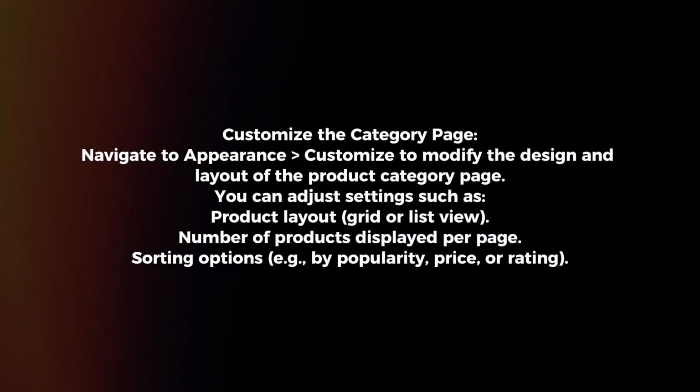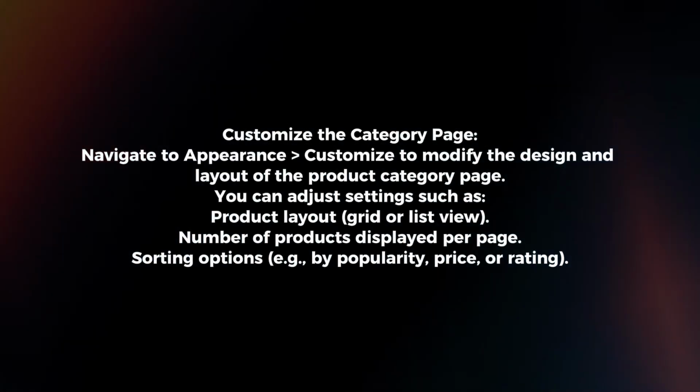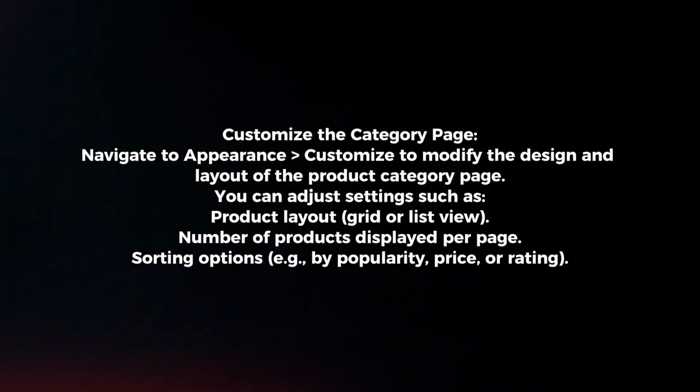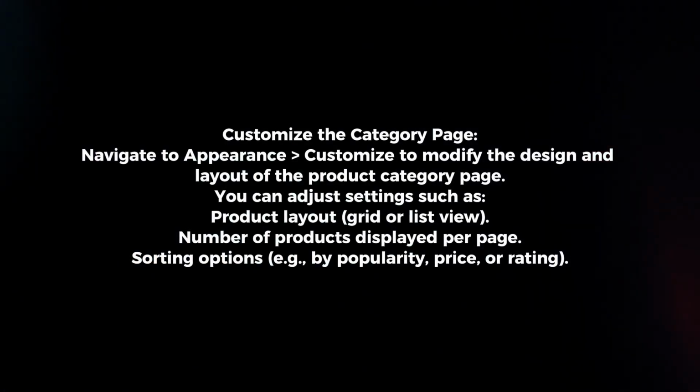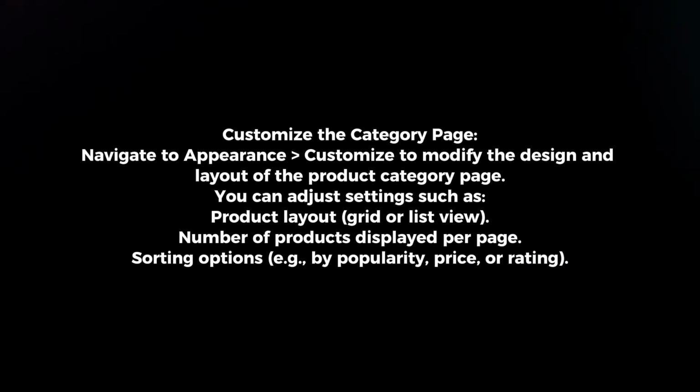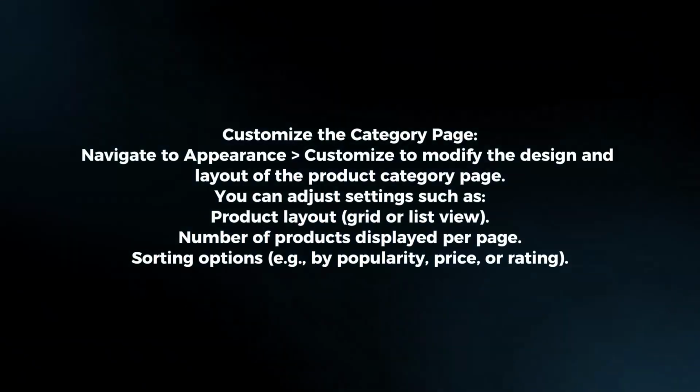Customize the category page. Navigate to Appearance, Customize to modify the design and layout of the product category page. You can adjust settings such as product layout, number of products displayed per page, sorting options.